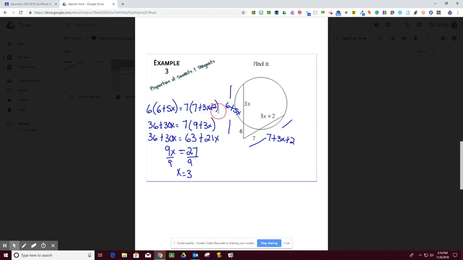I'm going to combine my 7 plus 2. I get 9 plus 3x. I'm going to distribute my 7, and then I'm just going to get my like terms together. 30x and 20x gives me 9x, and 36 and 63 is 27, so x equals 3. Remember, your first step in solving these problems is you have to identify if you have a tangent or if you have a secant segment.